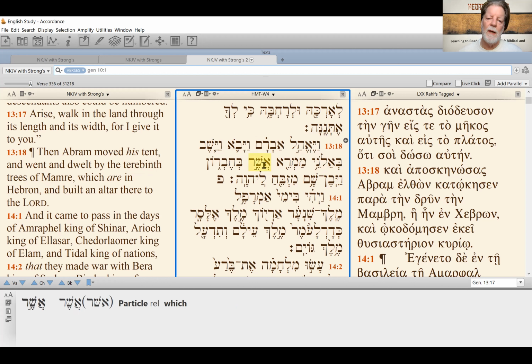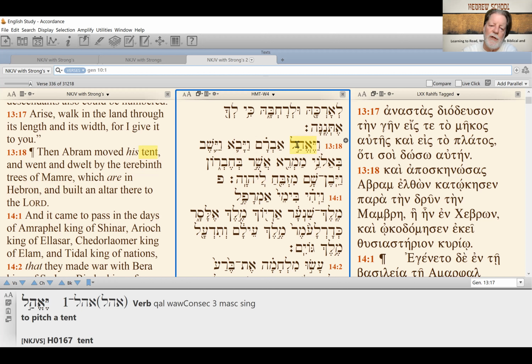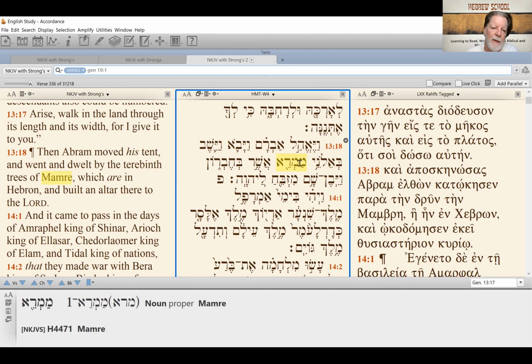Mamre is a place name. Asher b'Hebron, which is in Hebron. Vayiven sham mizbeach l'Yahweh. So vayeohel, it's used as a verb here. Remember, we said when ohel is used as a noun, it's the label for a tent. Here it means either to pitch a tent or to take your tent down and move. So in this case, it would mean to take his tent down. Abraham took his tent down, vayavo, and he went, vayeshev, and he dwelt, or he lived, ba'elone, by the oak trees, the strong trees, the terebinth trees, of Mamre, Asher, which is B'Hebron.